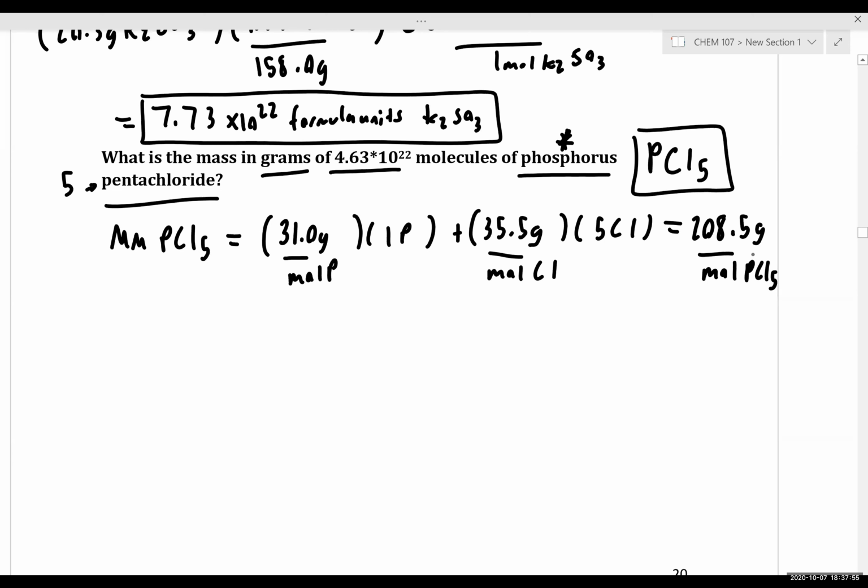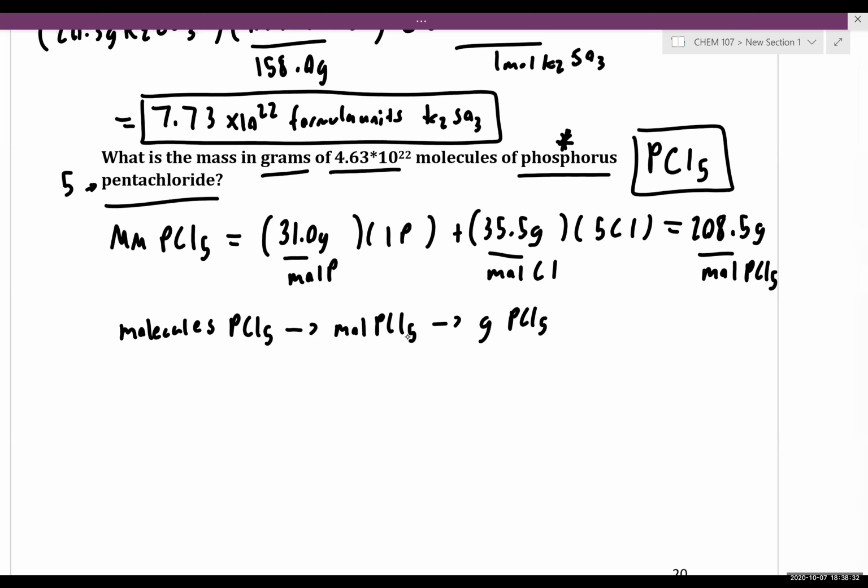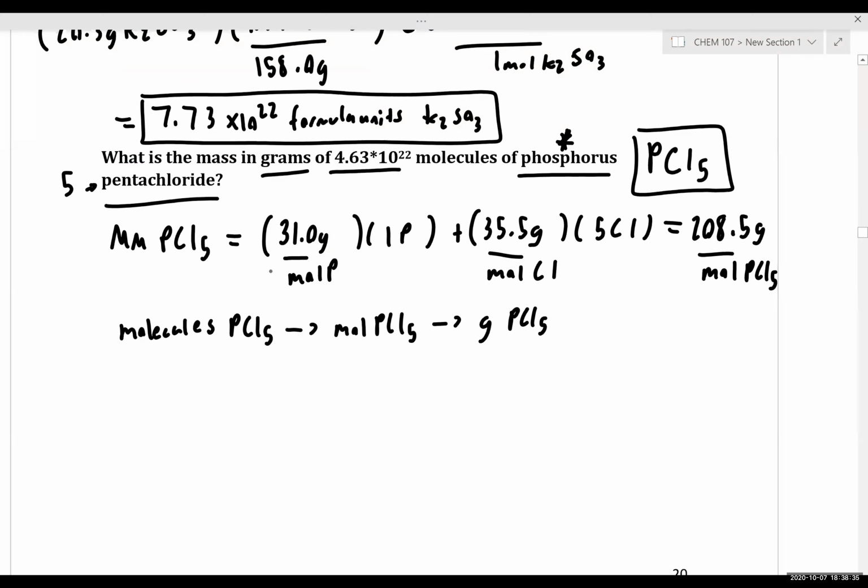Now that we have our molar mass calculated, let's look at what we're being asked to do in the problem. So we have the molecules of phosphorus pentachloride, and we're trying to calculate the grams of phosphorus pentachloride. What is our stepping stone? What intermediate units are we going through? Moles. Yep, exactly right. Now that we have this set up and ready to go, we're going to execute on this conversion.